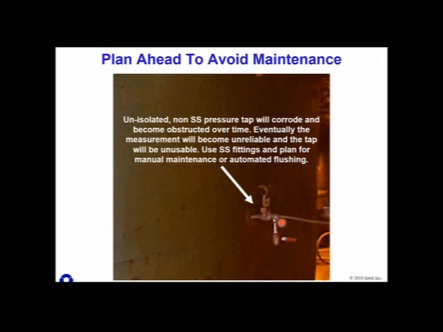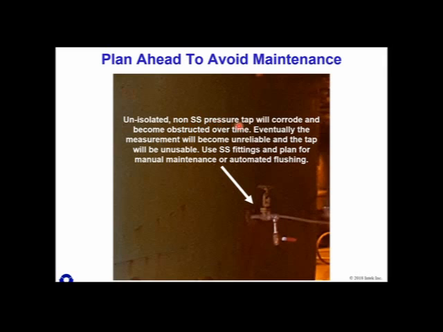Some cautions: it can be tricky to actually implement something that doesn't need maintenance over the long term. I would recommend using a tap that can be isolated so that you can clean it out. You can disconnect the instrumentation, do whatever maintenance you want.